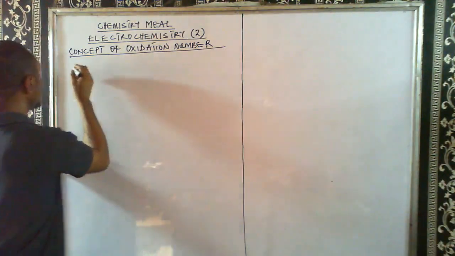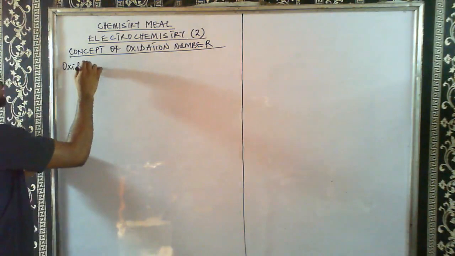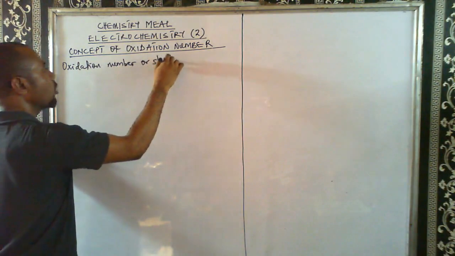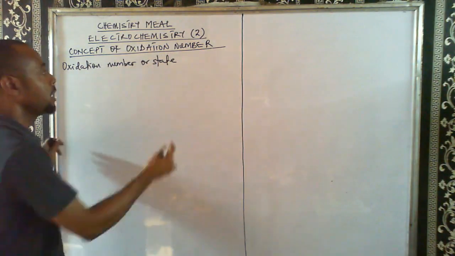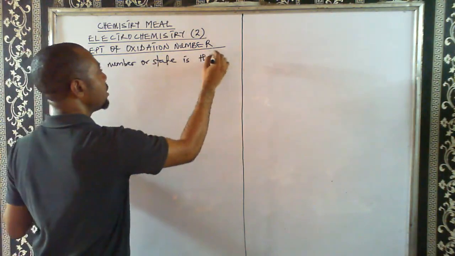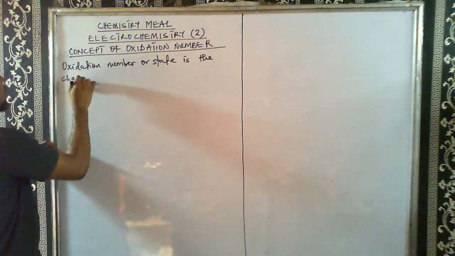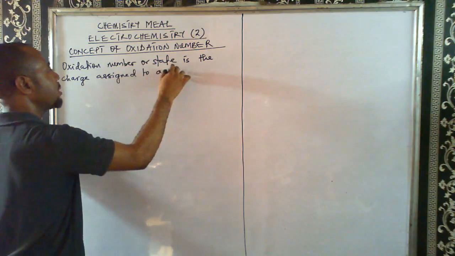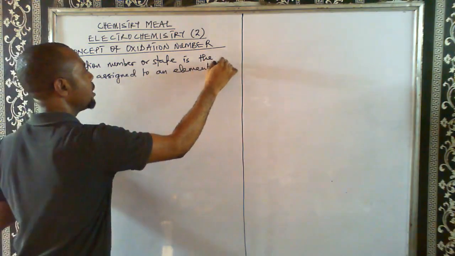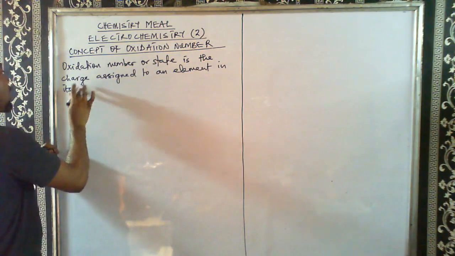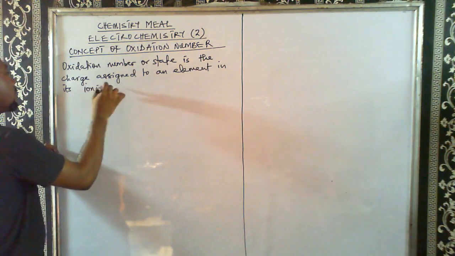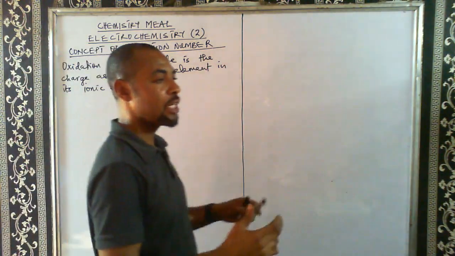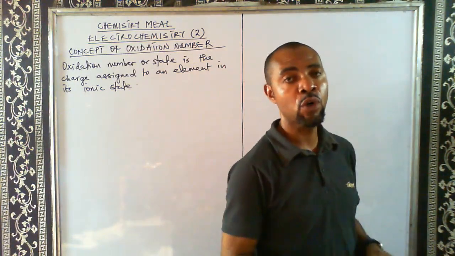So, we say that oxidation number or state, so if we don't want to call it oxidation number, we call it oxidation state, is the charge assigned to an element in its ionic state. So the charge an element will carry when that element becomes an ion, that's what we call oxidation state.